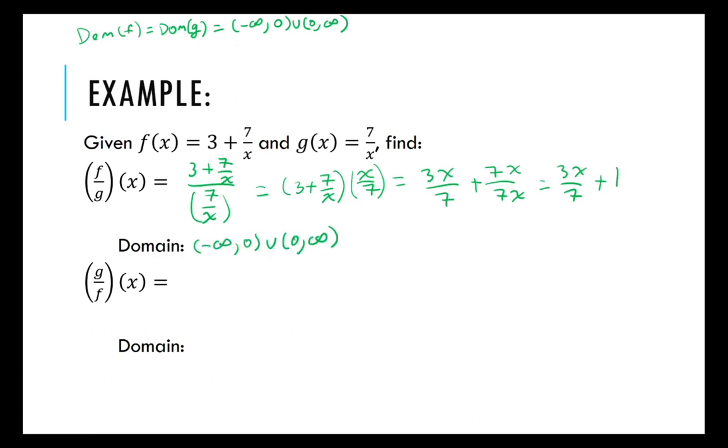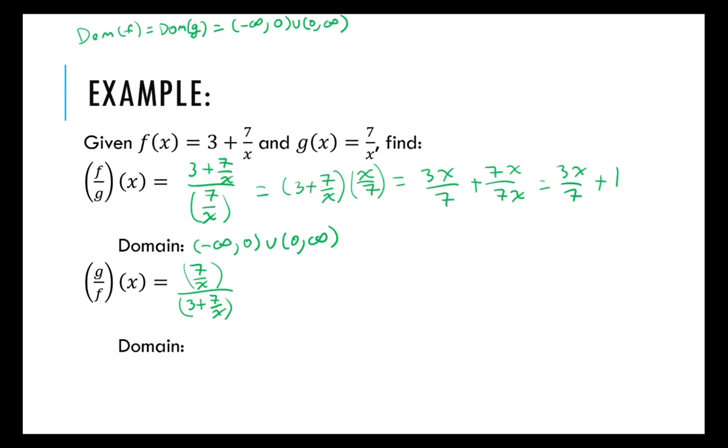Now we need to find g divided by f. So g divided by f is just 7 divided by x, all divided by 3 plus 7 over x. Now this one might be a little bit trickier because the denominator this time is not a fraction. So what we have here is actually what's sometimes called a complex fraction. And so if we have this complex fraction, the easiest thing to do is to multiply top and bottom by the LCD of all of it.